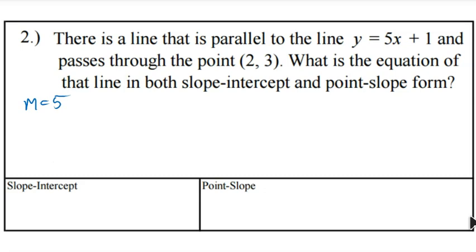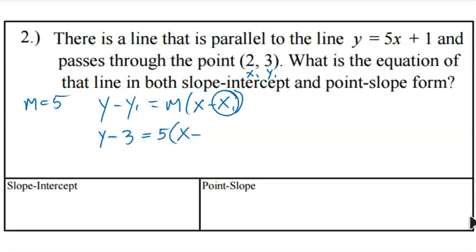We're ready to go. It's going to take the form y minus y1 equals m times x minus x1. This is the form of point-slope form. We're going to call this x value x1, and this y value y1. And so we're going to have y minus y1, which is 3, equals m, which is 5, times x minus x1, which is 2. And so point-slope form is now y minus 3 is equal to 5 times x minus 2.